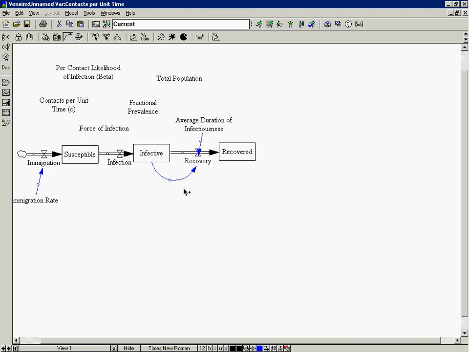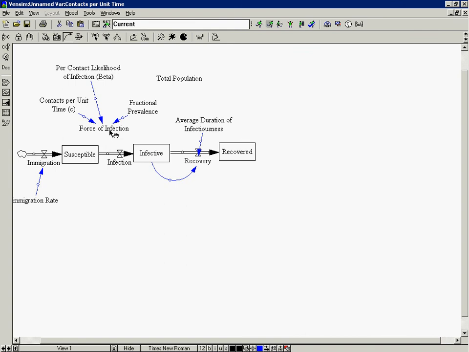Folks may get really tired of me by the end of this term. What other things depend on other things? Okay. So let's divide that up piece by piece. Okay, so force of infection, what does it depend on? Okay, contacts per unit time and on beta and on fractional prevalence. Okay.